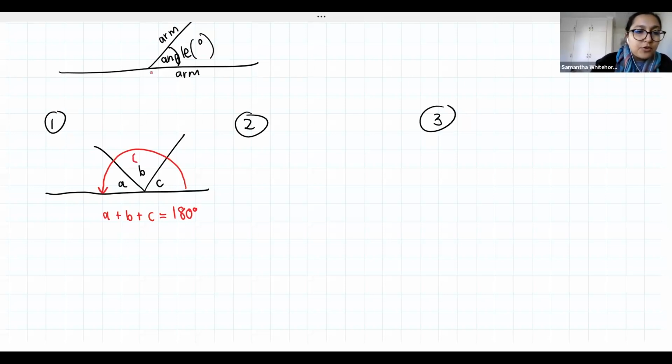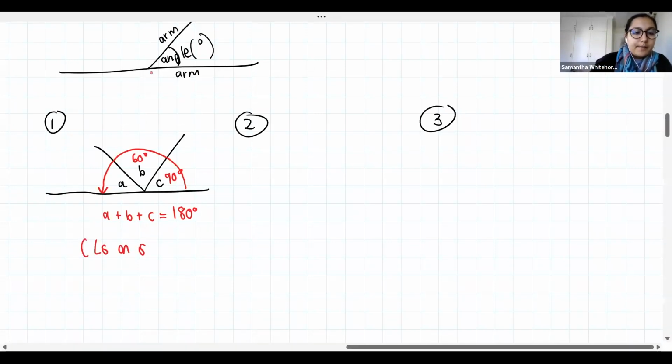What that means is if you knew that B was 60, and let's say C was 90, I'm just making up numbers here, you could work out what angle A is. Because you know they have to add to 180 degrees, you've already got 60 and 90, so how many more do you need to make 180? So this is our reason: angles on a straight line must give 180 degrees anytime you're working with a straight line.